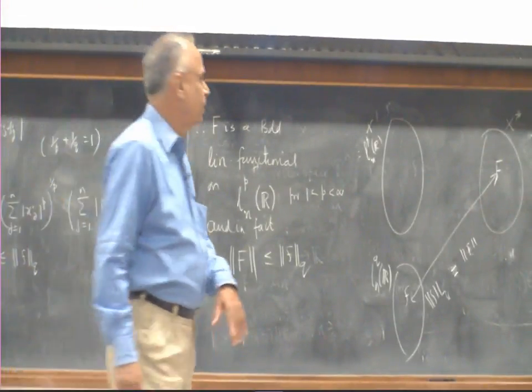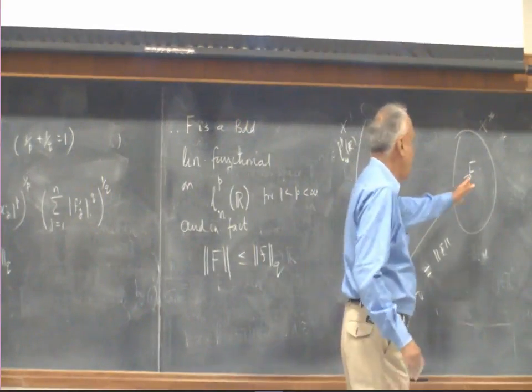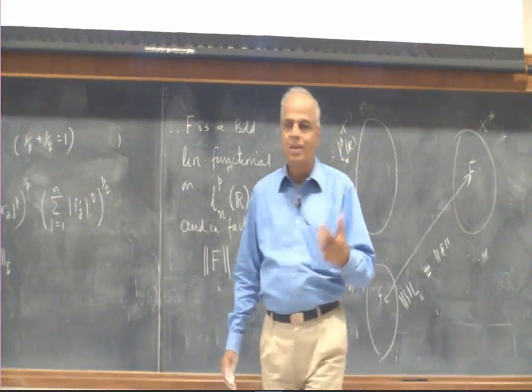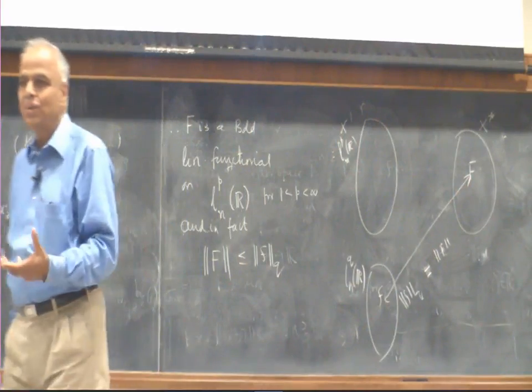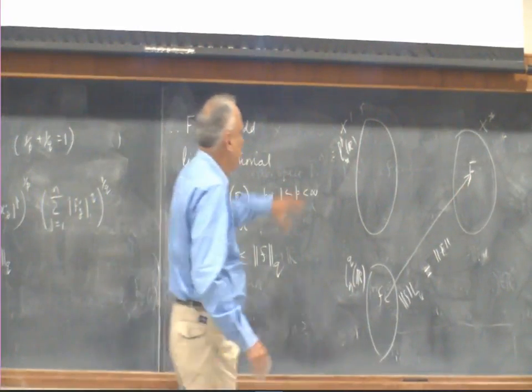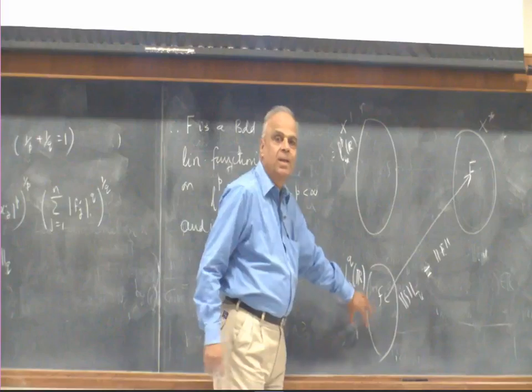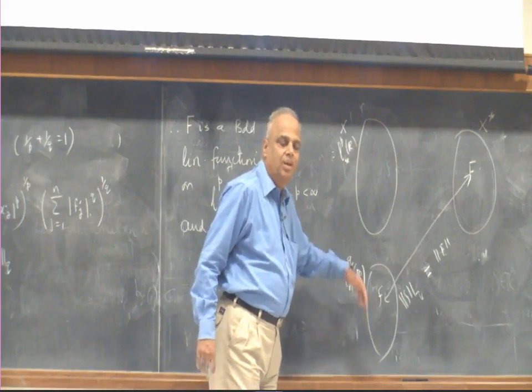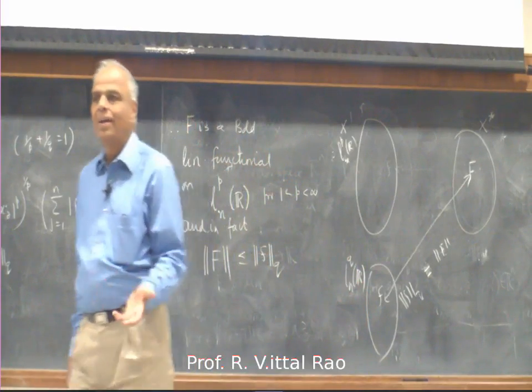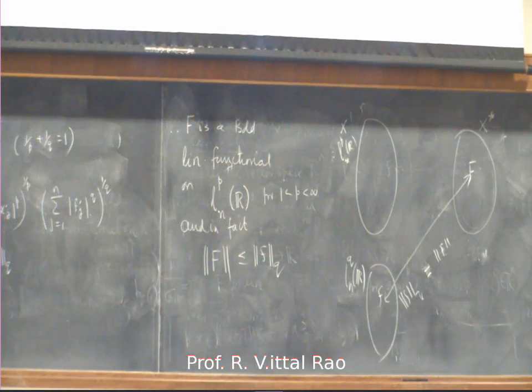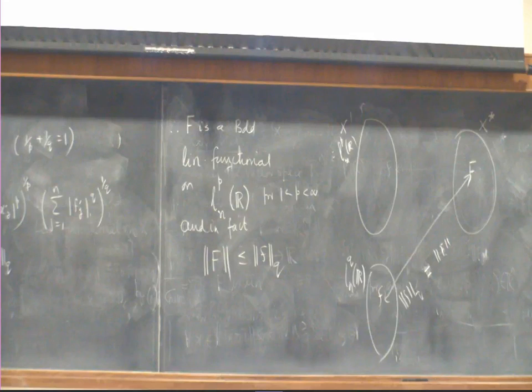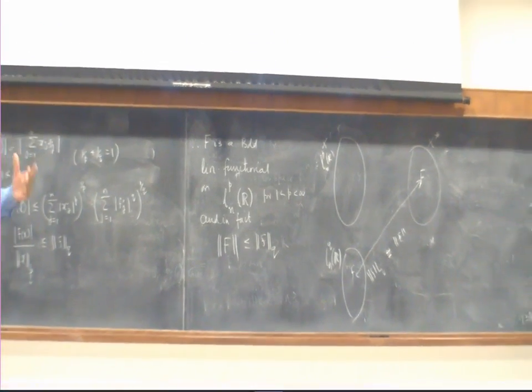So, therefore, this can be essentially identified with this. This is isometrically isomorphic. So, therefore, the conjugate of this space can be identified. The conjugate of LPNR is the LQNR. That is why the numbers p and q are called conjugate numbers. The dual or the conjugate space of LPNR is the LQNR.